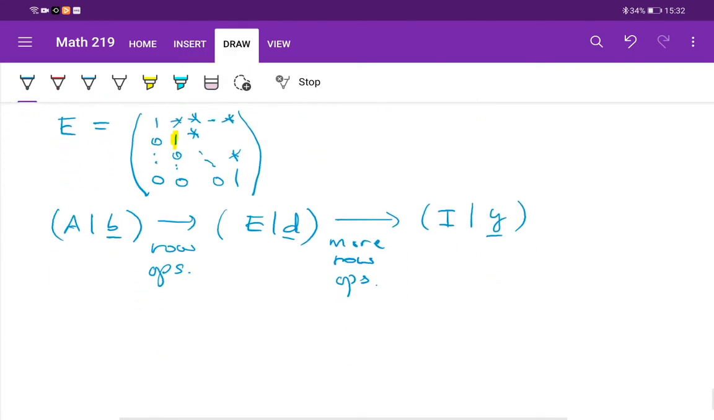So we can transform A into the identity matrix by row operations. Now the determinant of I is 1, which is non-zero. So in particular, the determinant of A must be non-zero.